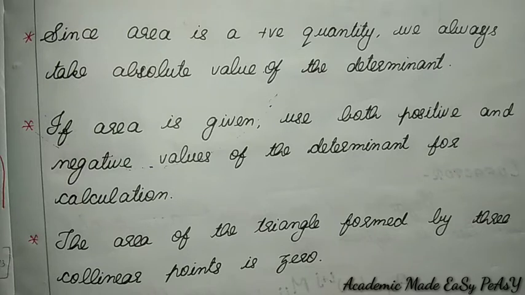The next note is that the area of the triangle formed by three collinear points is 0. So what is the area of the triangle which has collinear points? 0. So automatically, even in determinants, it is 0. That's it. This topic is over.